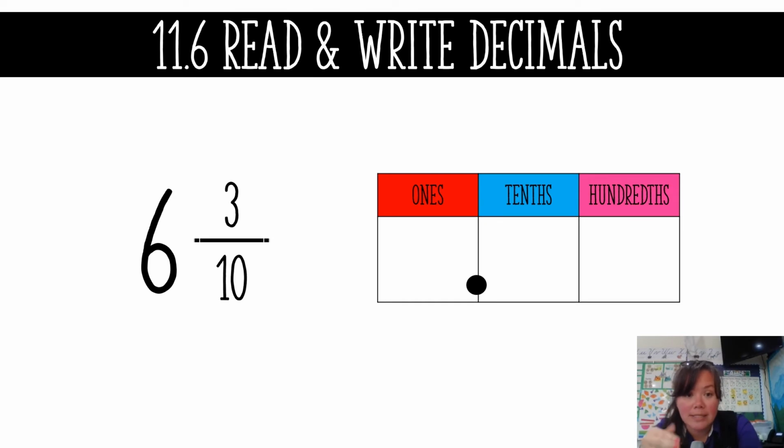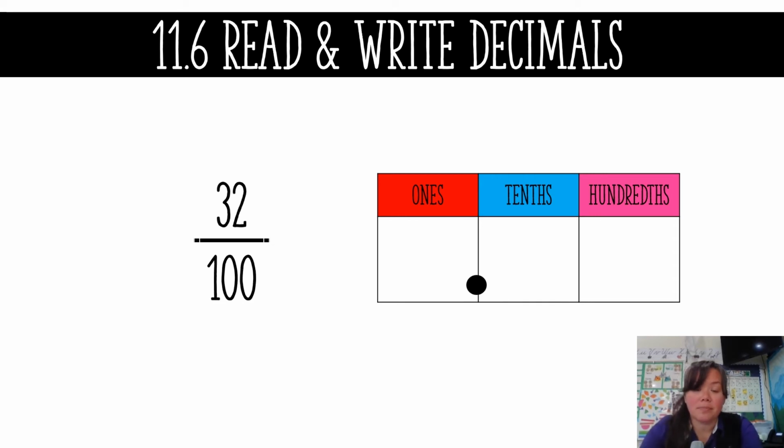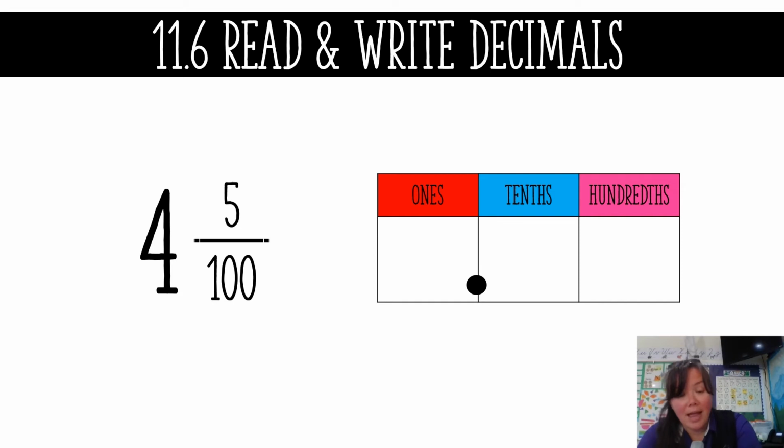If my number was 6 3/10, I would be writing it like 6 is the whole number, and 3/10. 3 goes in the tenths place. Simple as that. 6 3/10, 6.3. Let's do another one. 32 hundredths. I have no whole numbers, but I do have 32 hundredths, and we would just put it in like so. Here's the last one, 4 5 hundredths.